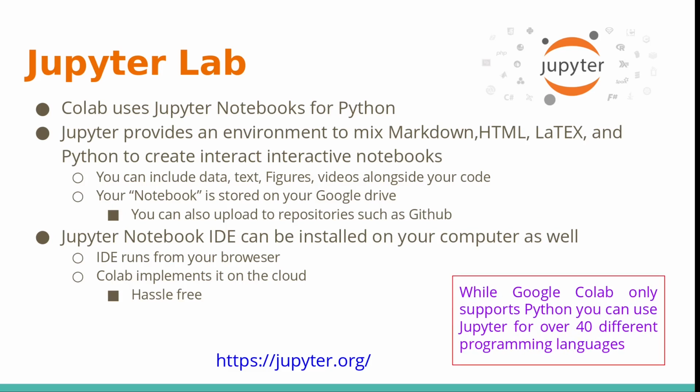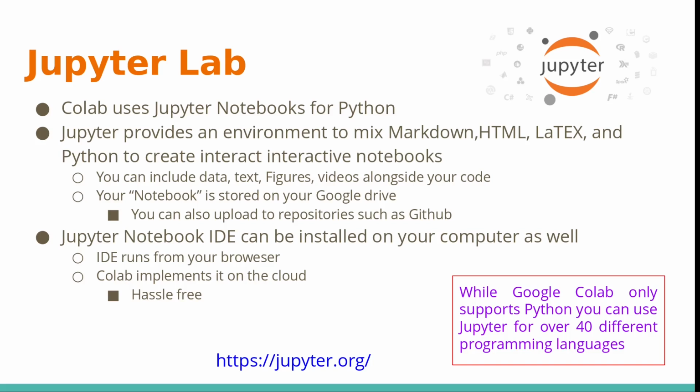So Google Colab uses Jupyter Notebooks to run Python. The Jupyter ecosystem, or environment, is a separate ecosystem, and you can learn more about it by going to jupyter.org. And Jupyter allows you to not just run Python, but run 40 different types of computer programming languages, R, C++, so on and so forth. But in Google Colab, you can only run Python using Jupyter.